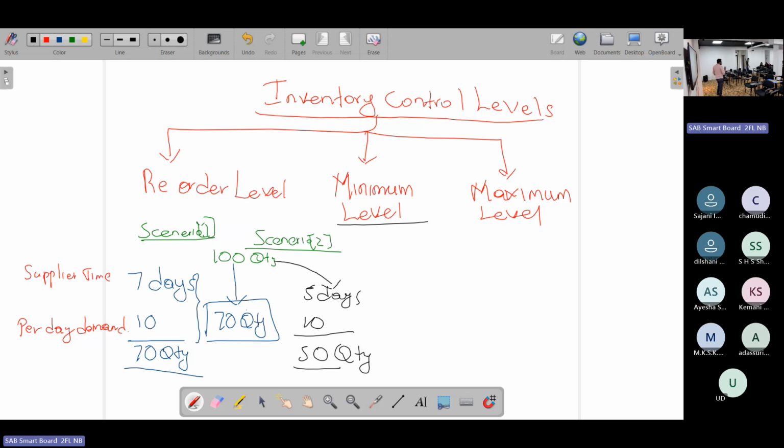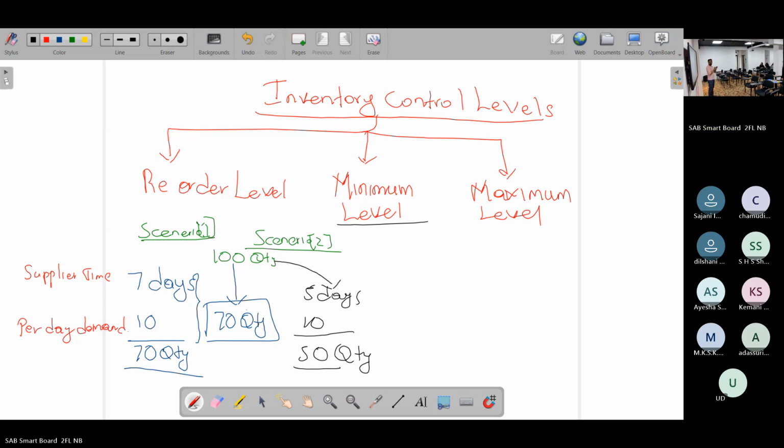So 50 quantities you should keep for the next 5 days. If you have 30 quantities, then you won't be able to fulfill your customer demand. That's a disadvantage to the organization. Take that into consideration. But that is not the minimum level, because you have to understand that concept.